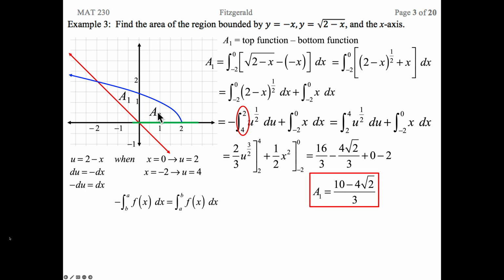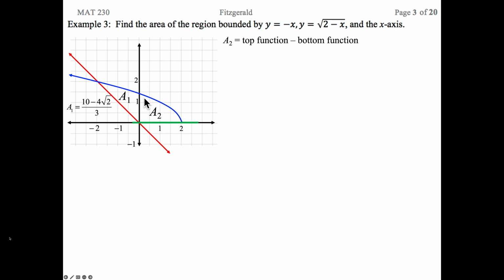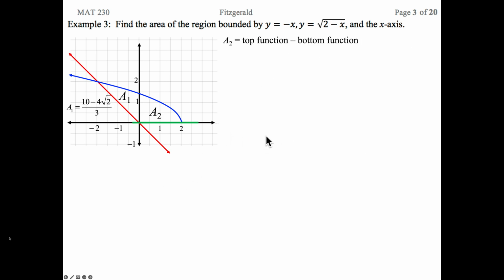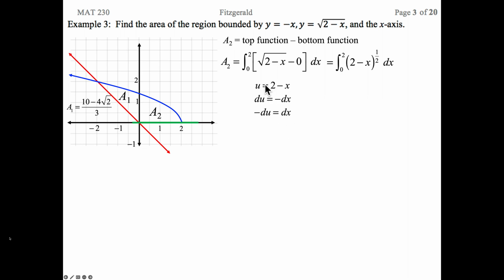Now we got to go find A2. Top function, again, is this square root minus the green line, which is just y equals 0. So the minus 0, we can just get rid of that. Again, I changed it to 1/2. Now remember, real quick, I'm going to jump backwards here real fast. Here's this integral. Don't redo the work. Go back to where you integrated it over here and copy this over here. So same u substitution.